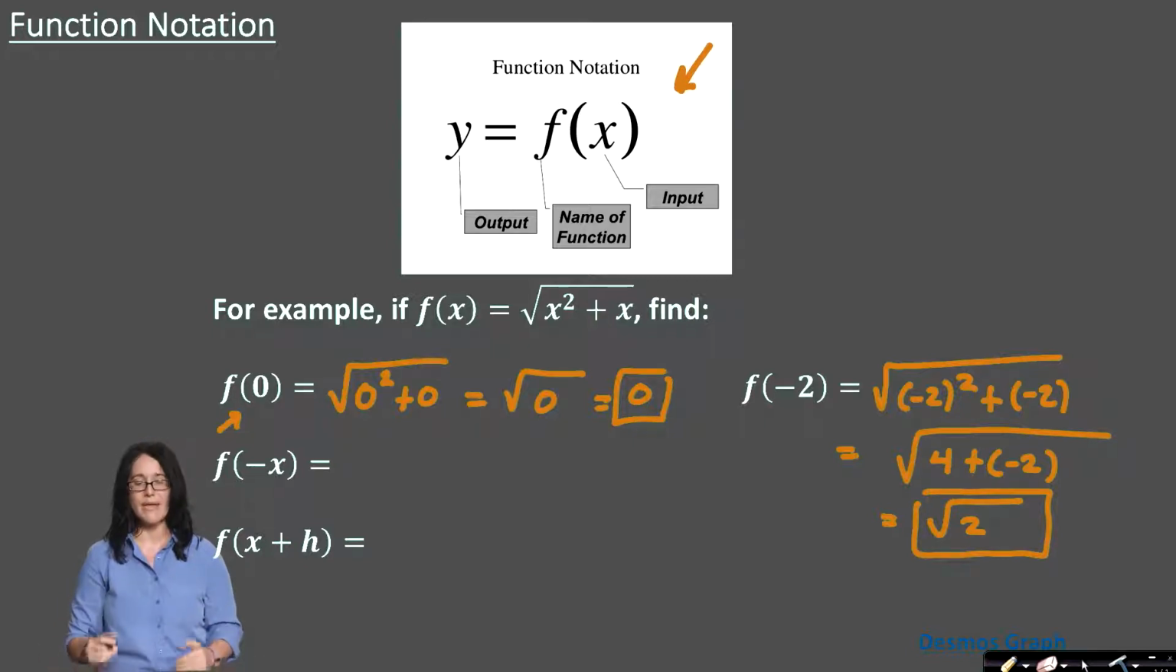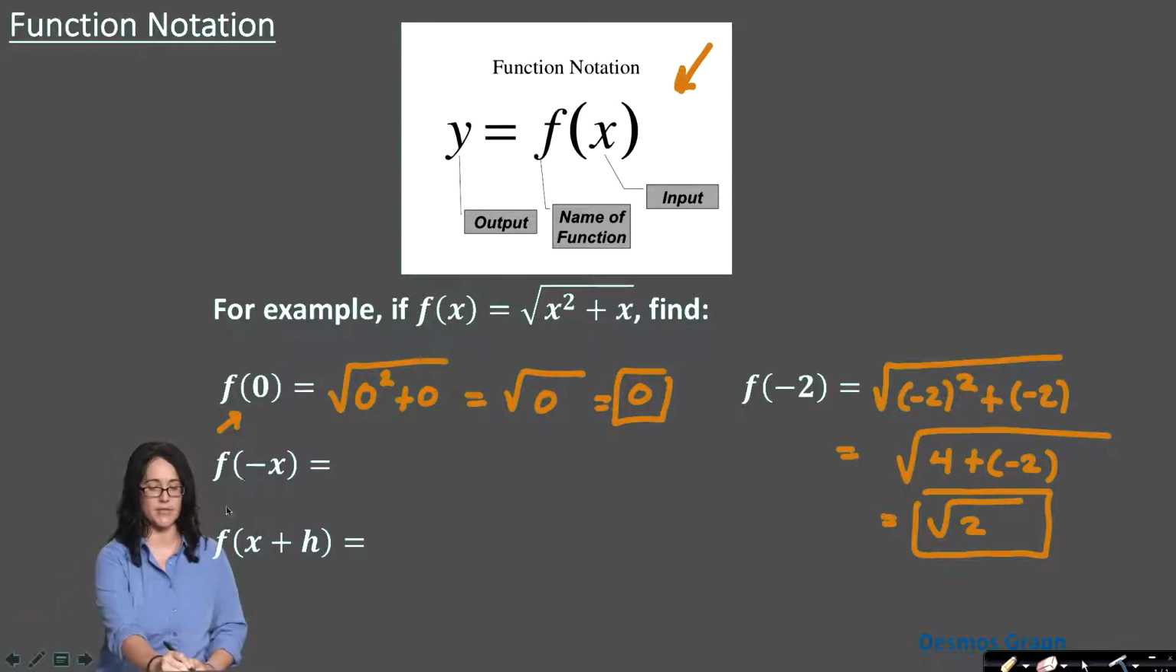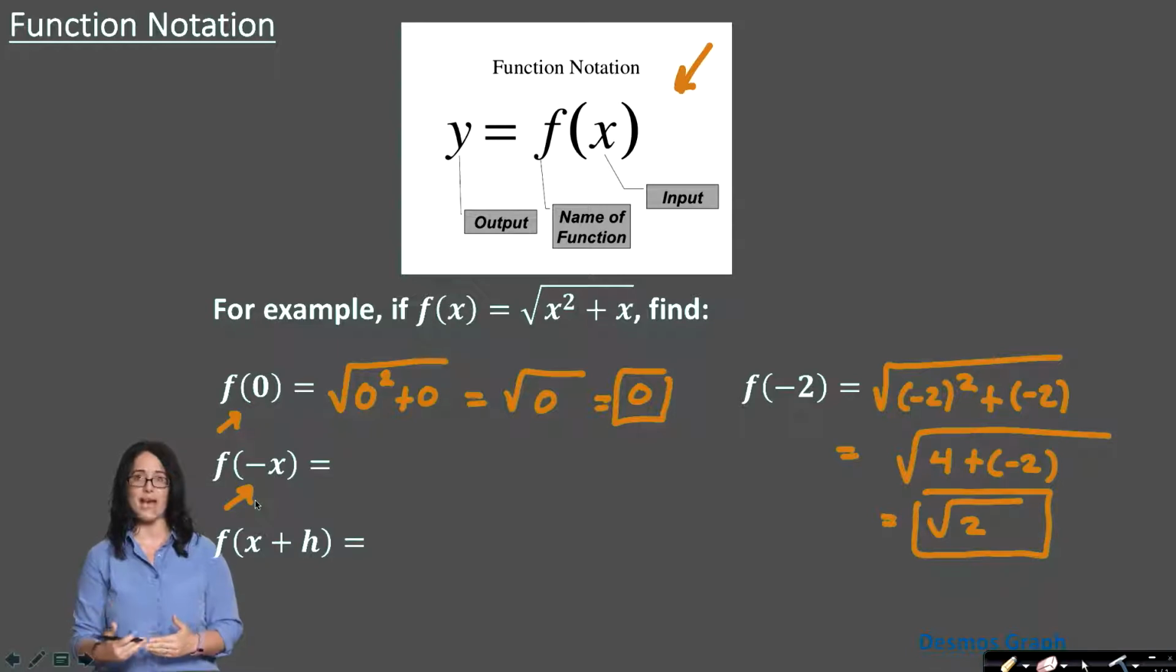So when you input negative 2 into this function's equation, the output it gives you is the square root of 2. Now, the other two examples on this page involve more abstract situations. So instead of me giving you a numerical input like 0 or negative 2, I'm now giving you an abstract situation. For example, what is f of the opposite of x, f of negative x here? Well, the reason we would ask you to do something like that is if you were testing for symmetry, as we talked about in our previous videos.